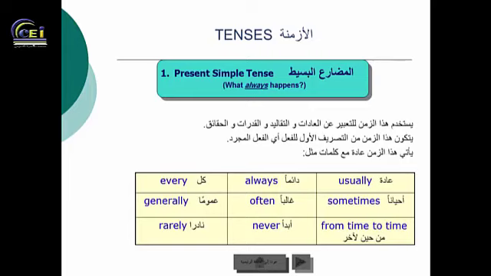Other lessons. Present simple tense. We use the present simple tense for facts or habits. First, we know the key words in the present simple: every, generally, rarely, always, often, never, usually, sometimes, and from time to time. All are key words in the present simple tense.